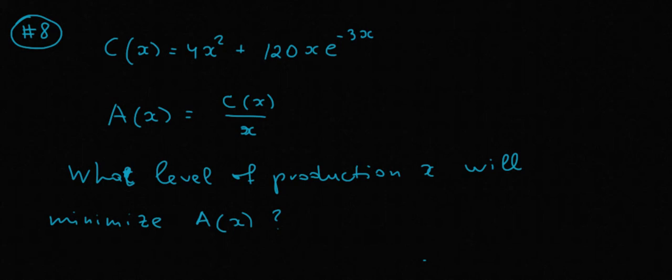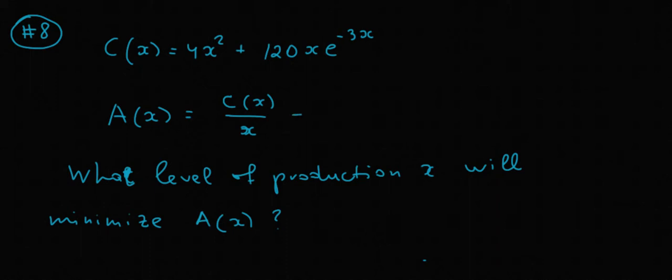In problem number 8, we're given the cost function, c of x, which expresses the cost of manufacturing x units of a product. And we are asked to find the level of production x that will minimize a of x, where a of x is the average cost per unit. The average cost per unit can be calculated by taking the total cost of manufacturing x units and dividing it by the number of units x.